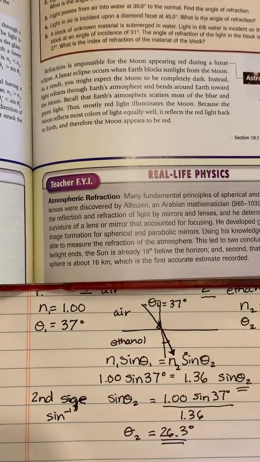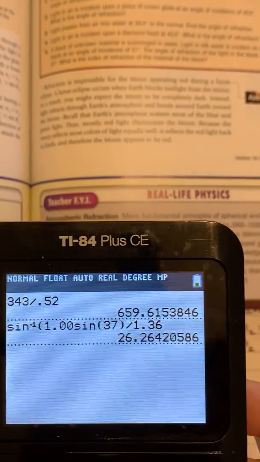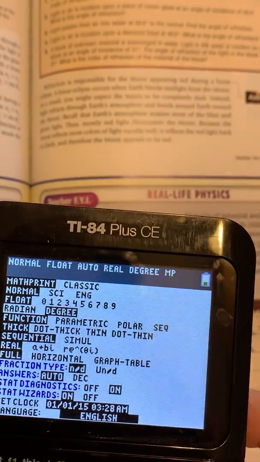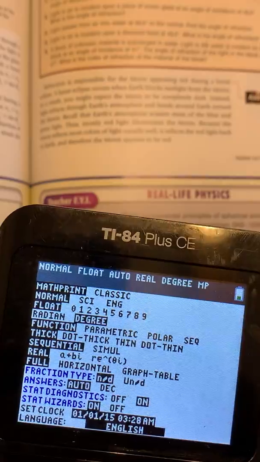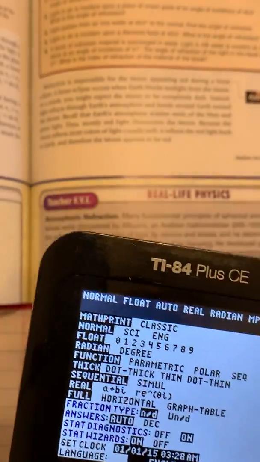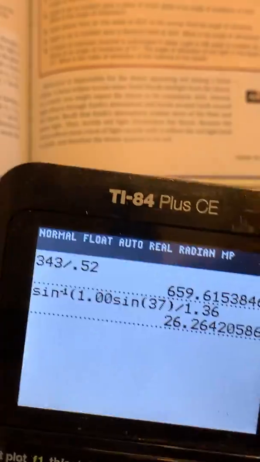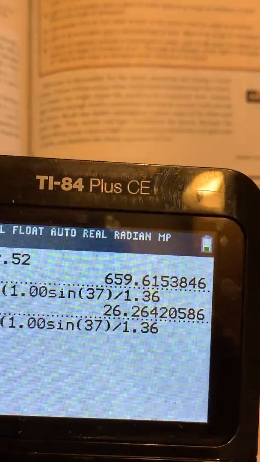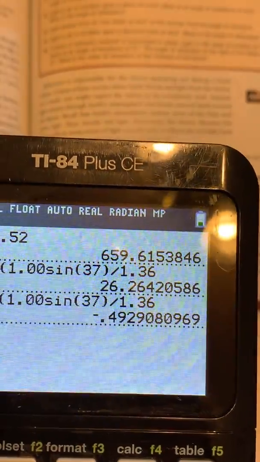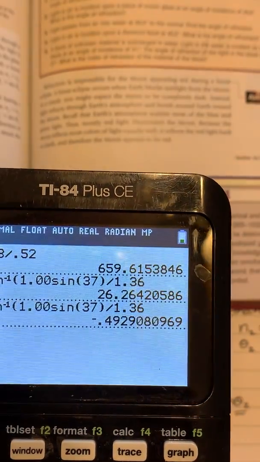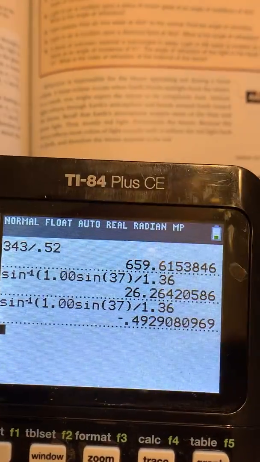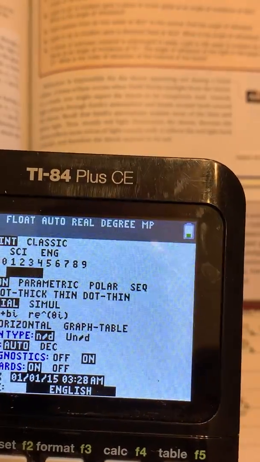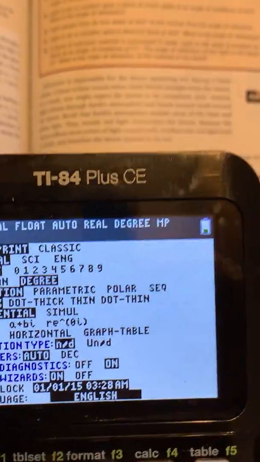Now, if I come back here and go to mode, you can see that I do have degrees highlighted. If I didn't have degrees highlighted, if I had radians highlighted, and I went to do this equation again, it's going to give me a negative, really weird value. So that tells me that I was not in degrees. So I need to be in degrees. Again, go to mode, go down there and choose degrees. Now I know in trig, you are using mostly radians, but remember in physics, we use mostly degrees.